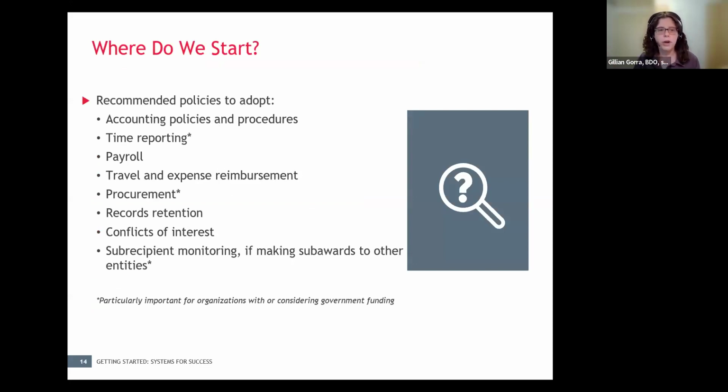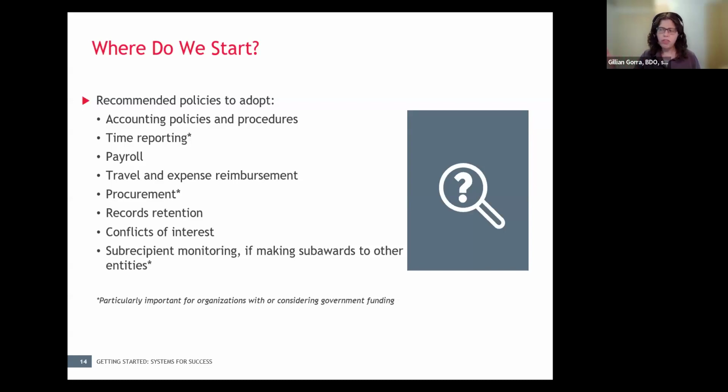So this is the hard part. Where do we start with policies and procedures? Because it can be a little overwhelming. Most of the organizations that I work with who don't have documented policies and procedures, it's not because they're not capable, it's because they're too busy. It can be very time consuming to write all of your processes down. So I would recommend that you take one accounting process at a time, right? I would start with accounting policies and procedures. I think that's one of the biggest areas of risk for organizations.